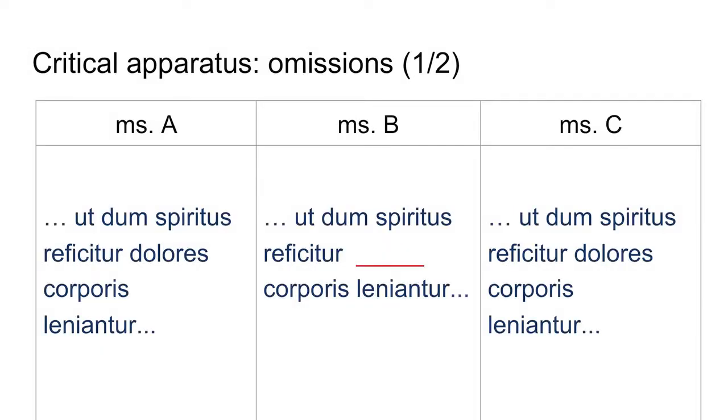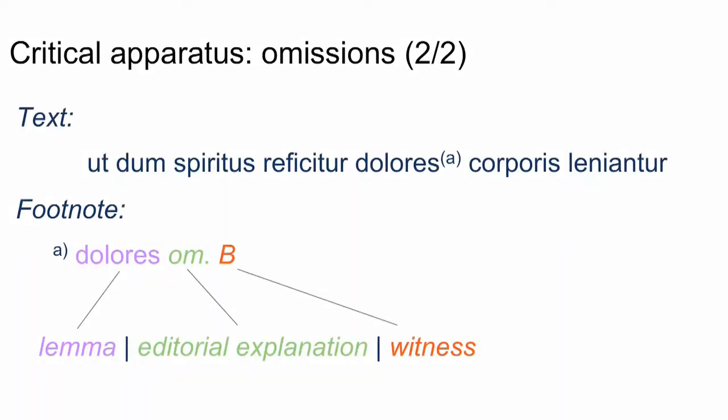Let's see another example. Here, for instance, instead of changing the spelling of one word, manuscript B has what is called an omission. That is, the word "dolores" has been omitted in manuscript B. So how would we represent that for the time being, without considering the encoding in TEI? So in a traditional edition, you would write this as follows.